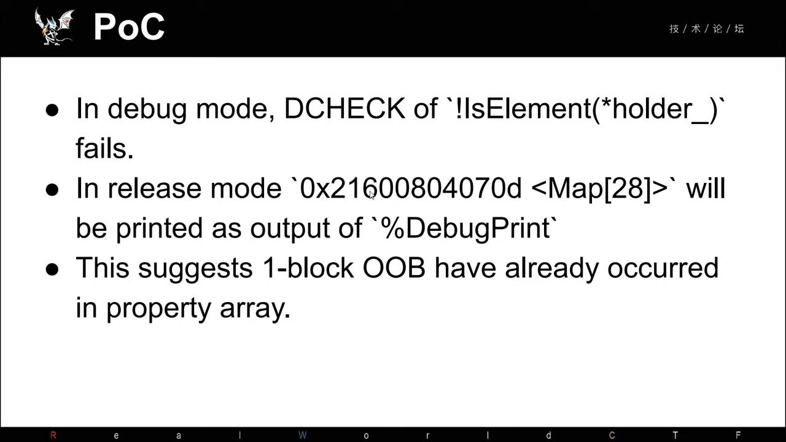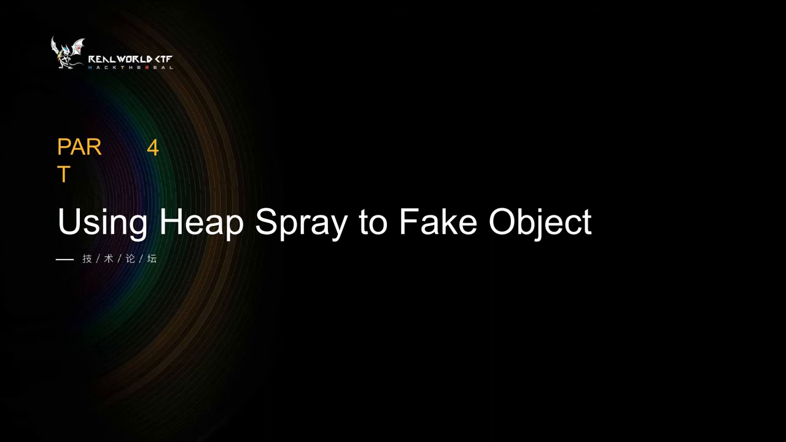If you are familiar with V8, you will know that such a map object cannot appear in a JavaScript variable. So this is obviously caused by one block of out-of-bound access of the property array. But this property array points to read-only pages, and this value will always be constant, which I will cover in the next part. Now we already have the out-of-bound access in a property array. However, this is not very useful. So what we are going to do in this part is to use the heap spray to get an object faking primitive.